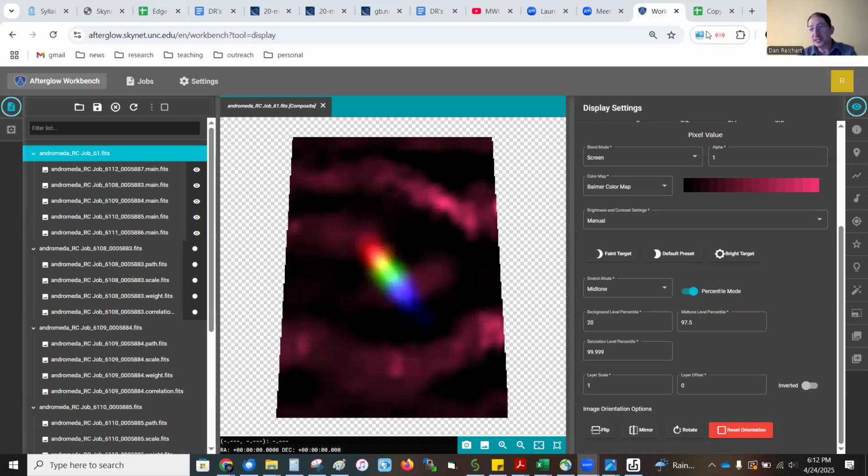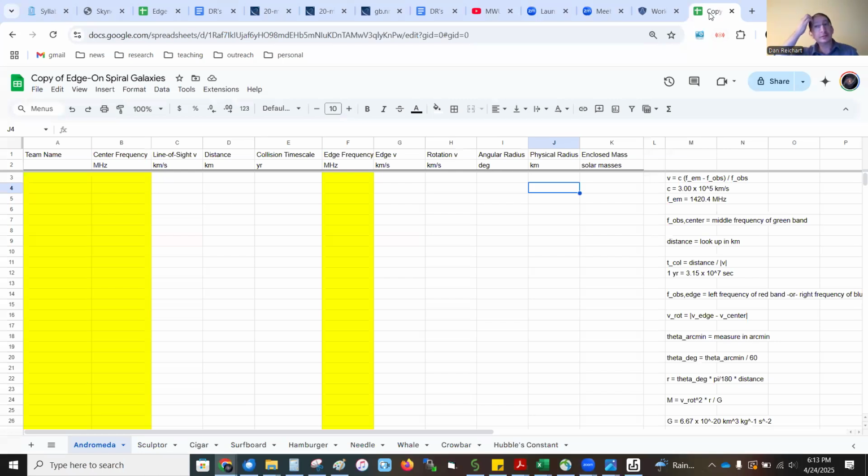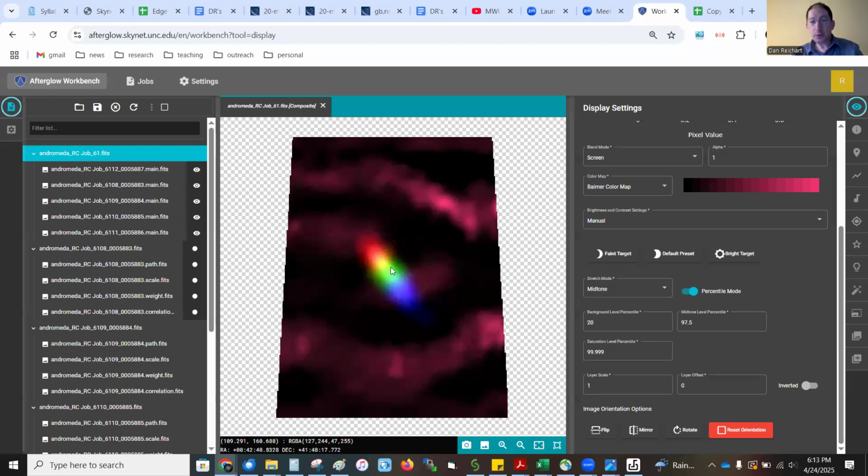Okay, so there's a spreadsheet linked in the module, or if it's not yet, it will be. And there are multiple tabs. The first tab here is for Andromeda. The later tabs are for something later in the module where we look at more distant galaxies. Okay, there's a place to put your name or your team name, and we're going to work our way across. So the first column here is the center frequency. So the frequency corresponding to the middle of that green band. That green band is in the center, and so we want to look up its frequency range and take the middle frequency.